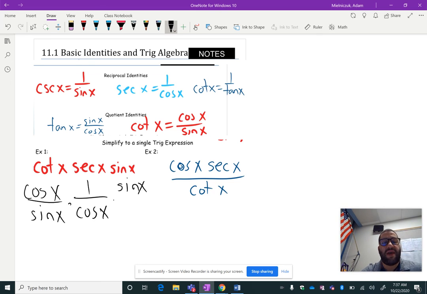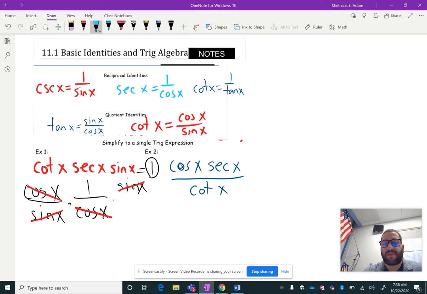Remember, you can always cancel something from the numerator and from the denominator for the same through multiplication. So I see that we can eliminate cosine x and cosine x. And I also see that we can eliminate sine x and sine x. So what is left? Our answer is just 1. Okay, so if we were to simplify that, that would equal 1. Let's take a look at our second one.